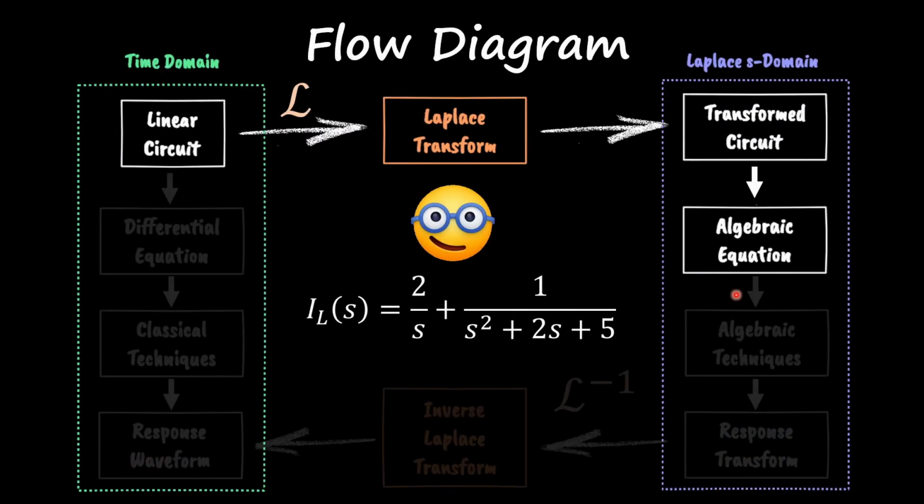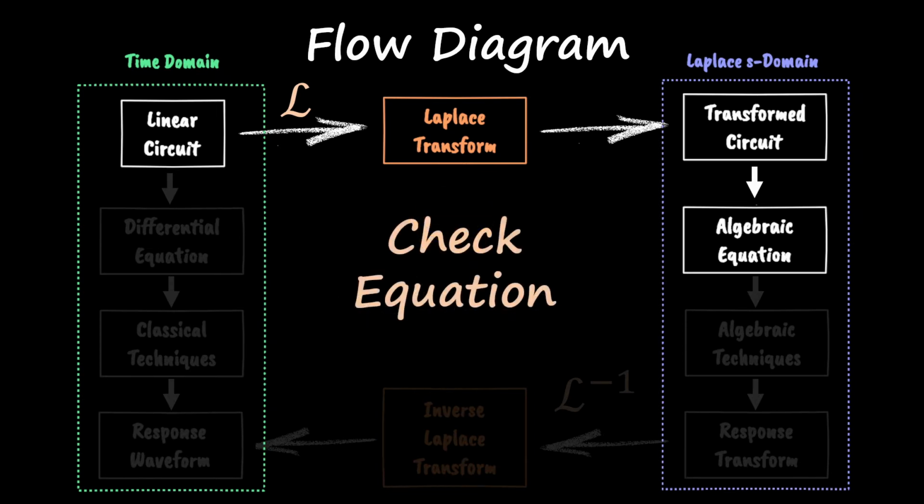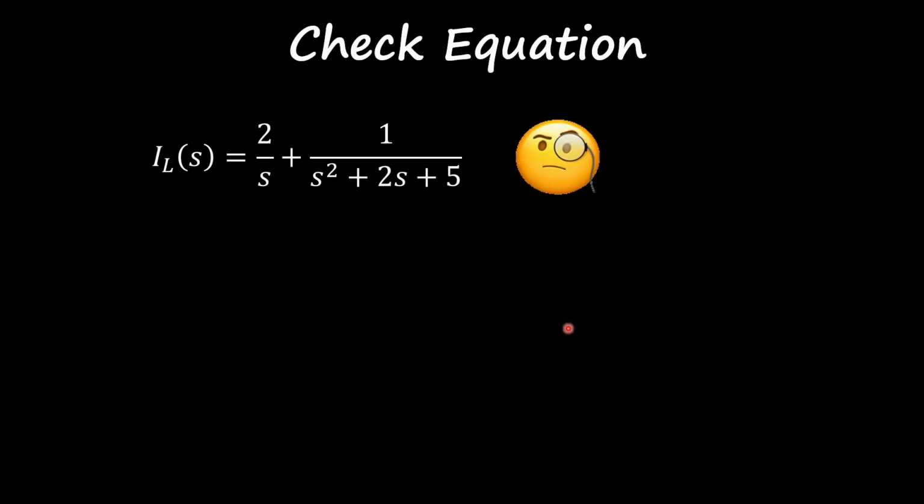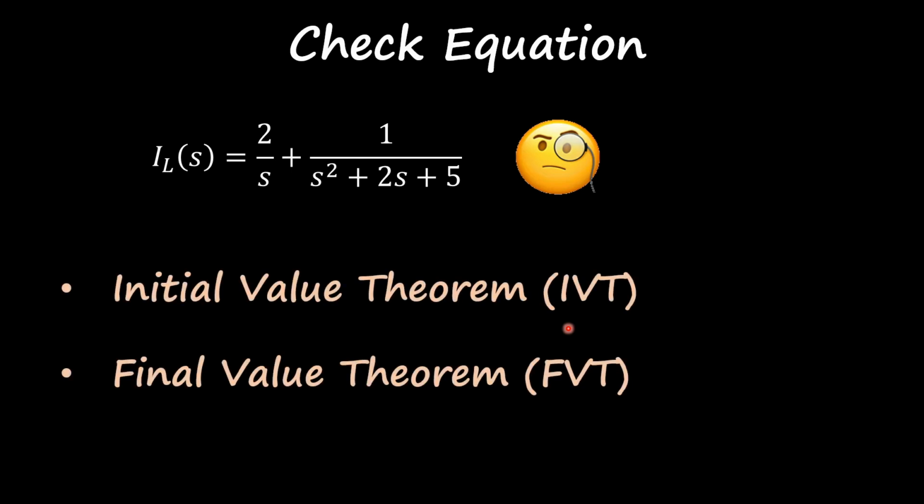All right, we got our algebraic equation from the transformed circuit. Now, it will be nice to check if our equation is correct before we move on and massage that equation furthermore. So, how do we actually check if our equation is correct? We're going to use two theorems, the initial value theorem and the final value theorem.